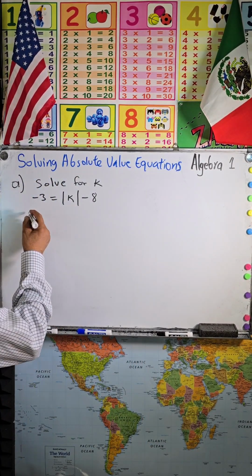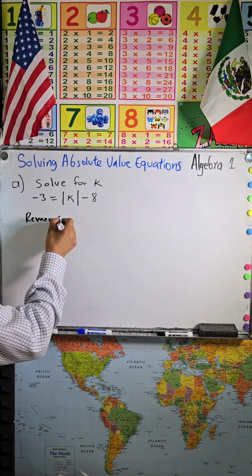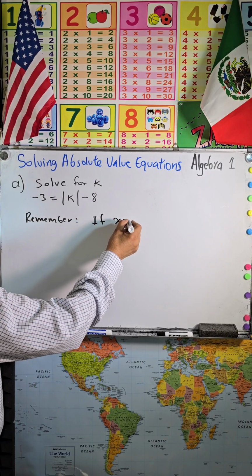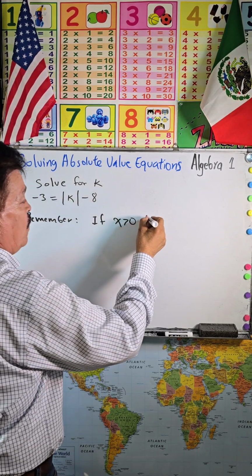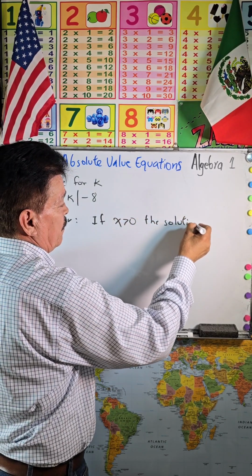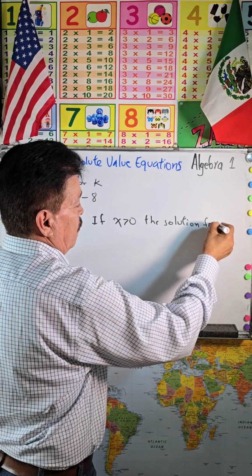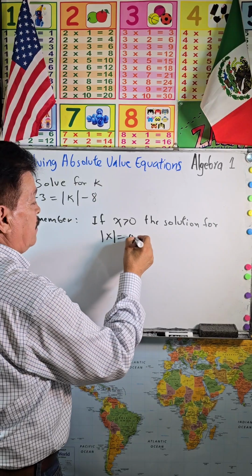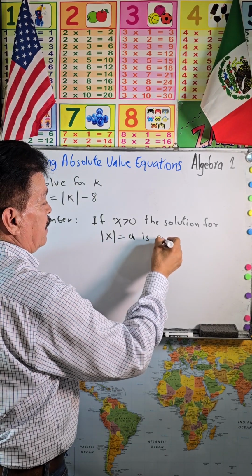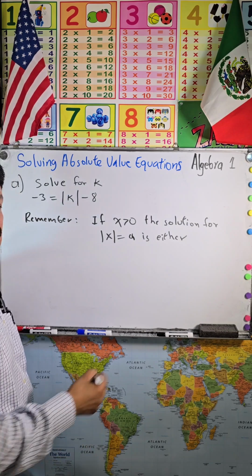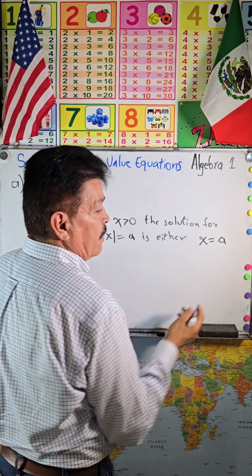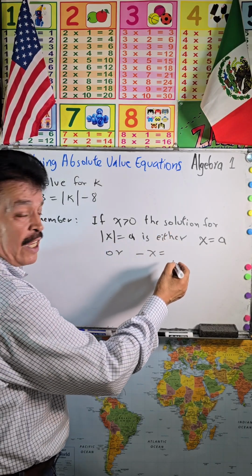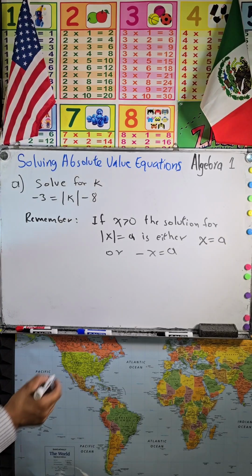Before, let's remember this. If x is greater than 0, the solution for absolute value of x equals a is either x equals a, or negative x equals a. Okay, this is for one side.